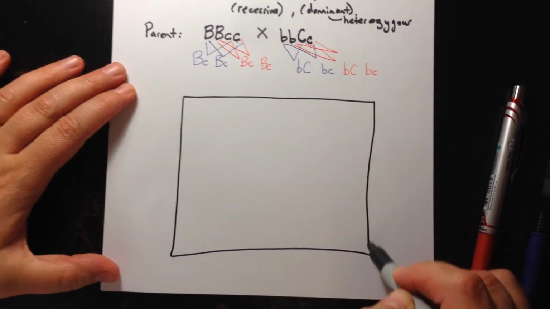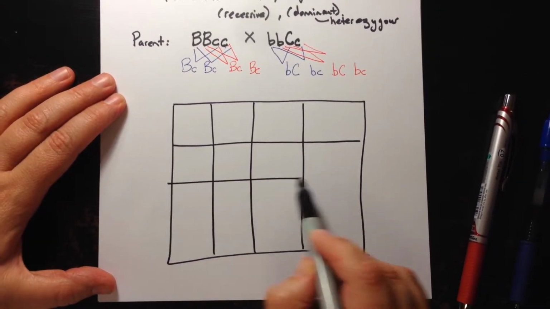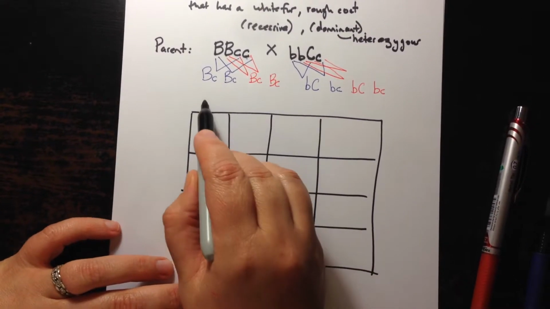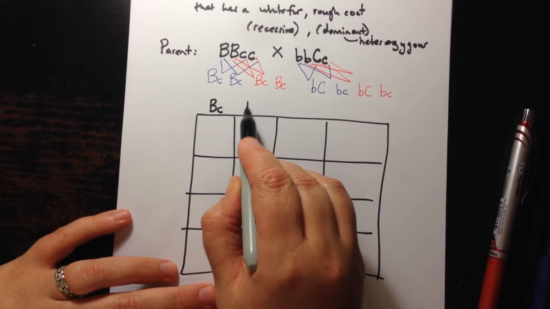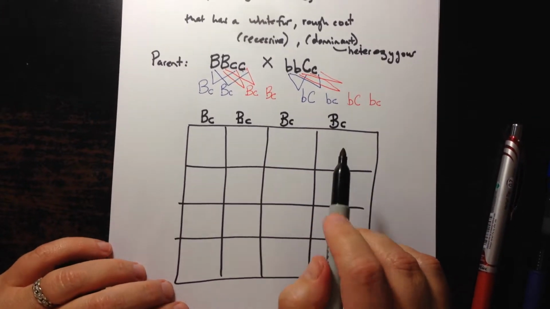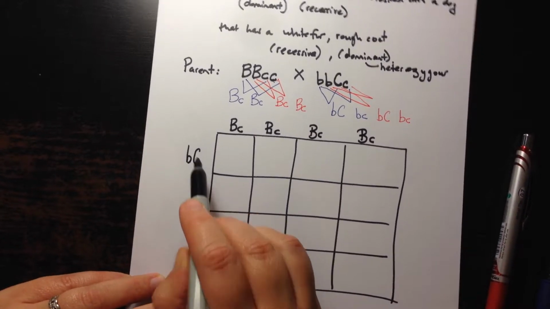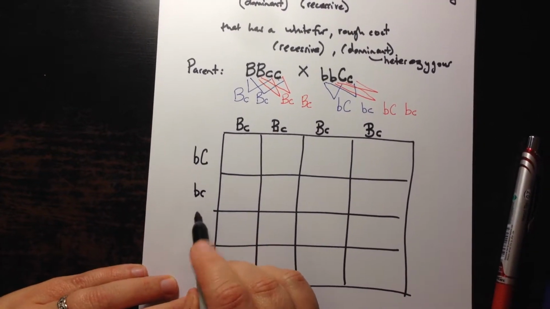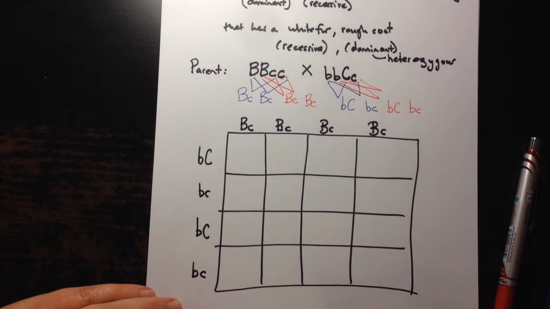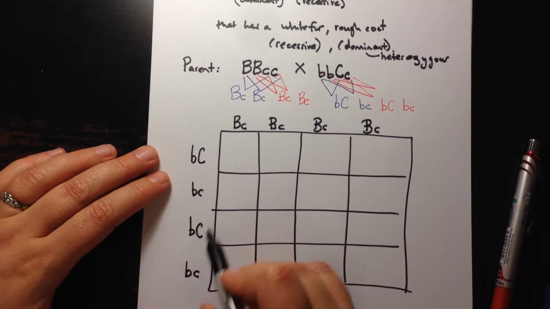So if we go ahead now and put that in our Punnett square, you can draw a big block with 16 squares inside. And now we're going to put these gametes here at the top. So over here we put big B, big C, big B, little c, big B, big C, and big B, little c over there as well. And on this side, we're going to put these gametes: little b, big C, little b, little c, little b, big C, and little b, little c.